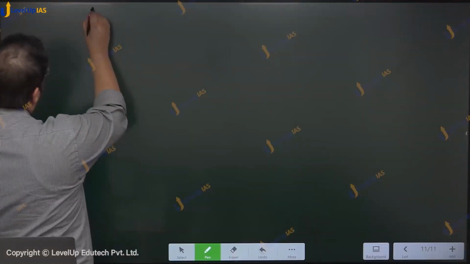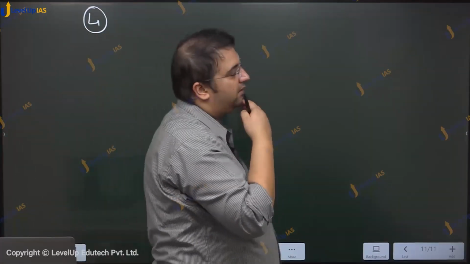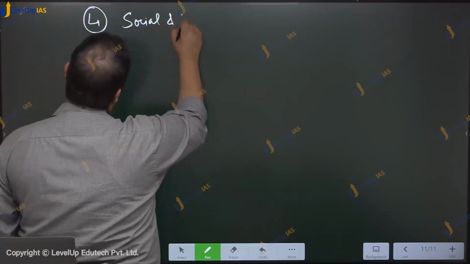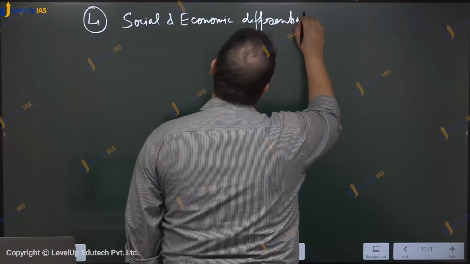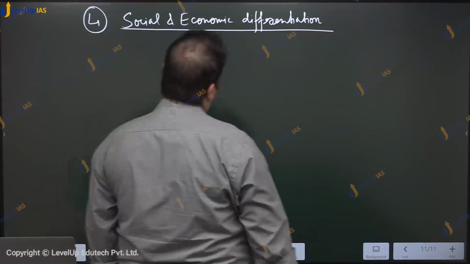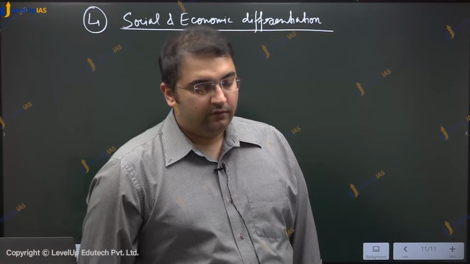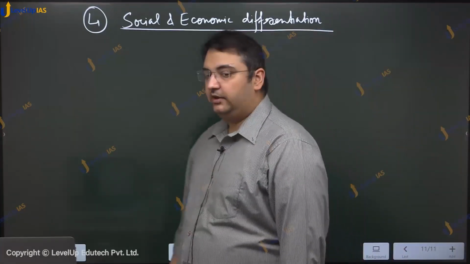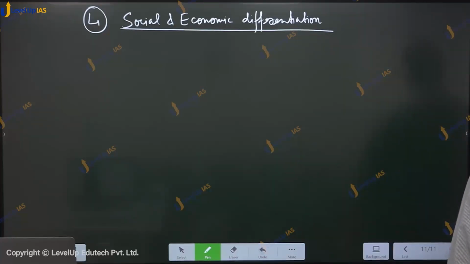Number 4. Do you get to see social differentiation from these settlements or not? देखने के लिए मिलता है, right? तो लिखो: social and economic differentiation is visible from the pattern of Chalcolithic settlements and dwellings.